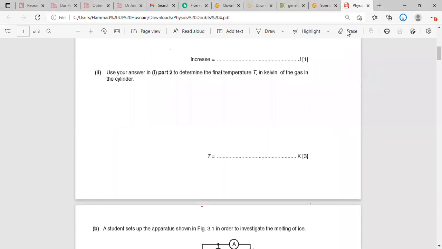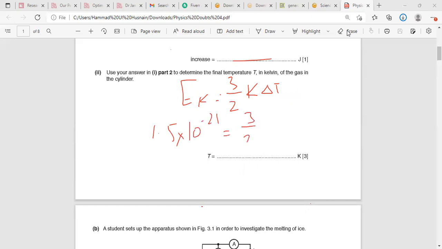Okay. Ek is equal to 3/2 K delta T. We have to find the value of kinetic energy for one molecule in this part, and its value will be something like 1.5 into 10 raised to power minus 21, right? And it will be 3/2 into the value of K, which is 1.38 into 10 raised to power minus 23, into delta T, right? Now you will just rearrange all these values and you will find that delta T will be equal to 70 Kelvin, right?